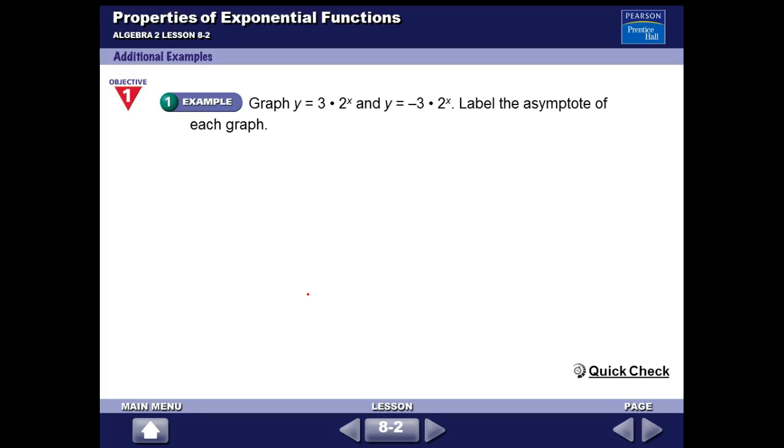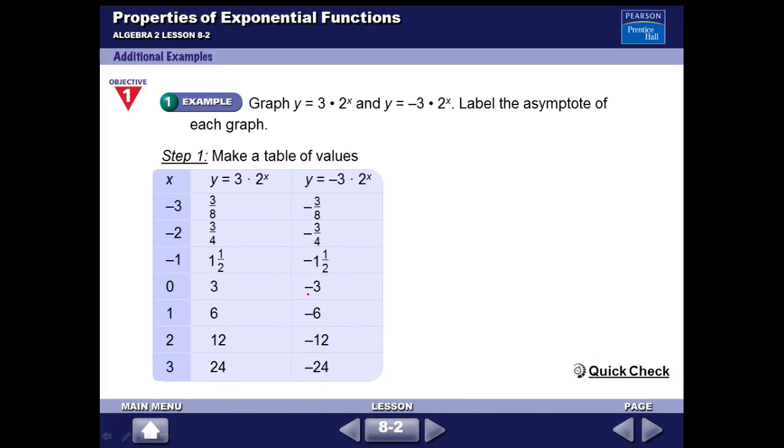Just as similar as yesterday's, you can see they've created a table. Step 1 is creating a table, and then step 2 is graphing those coordinates, those points, on a graph, and then finding the asymptote. So here's the table that's been created for y equals 3 times 2 to the x, and then also for y equals negative 3 times 2 to the x. They've plugged these x values in and then created the table.